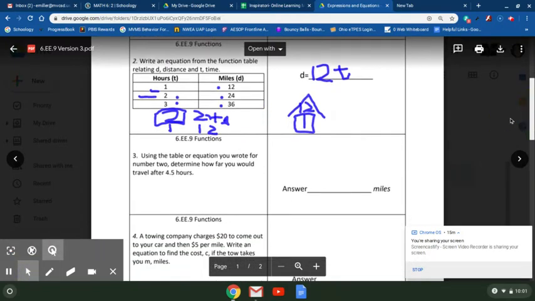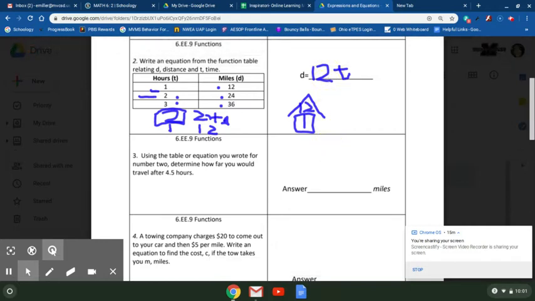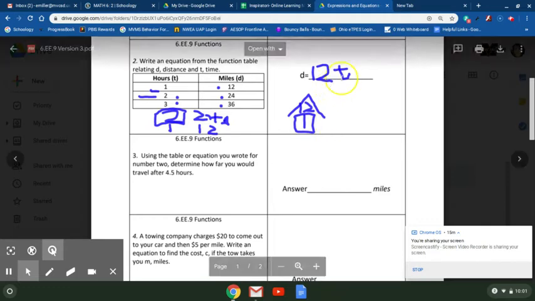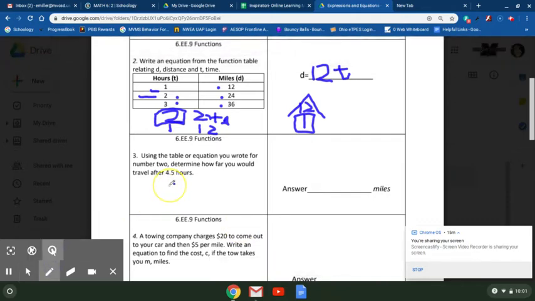Now it says, using the equation that we wrote, which was d equals 12t, determine how far you would travel in 4.5 hours. Hours is t, so I'm literally going to plug in 4.5 here. So I'm going to do d equals 12 times 4.5. And we just need to put this in a calculator real quick. It takes me longer to actually write it than to do the problem itself, which is 54. So our answer here would be 54 miles would be our d.